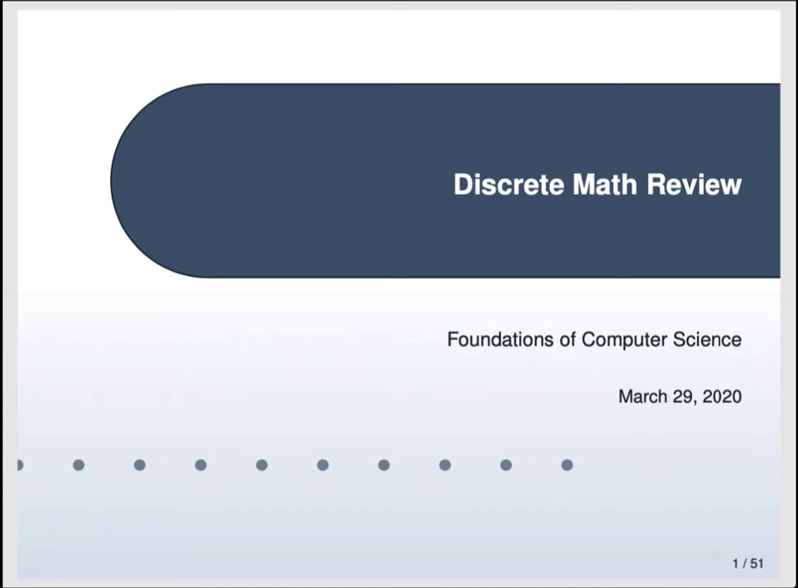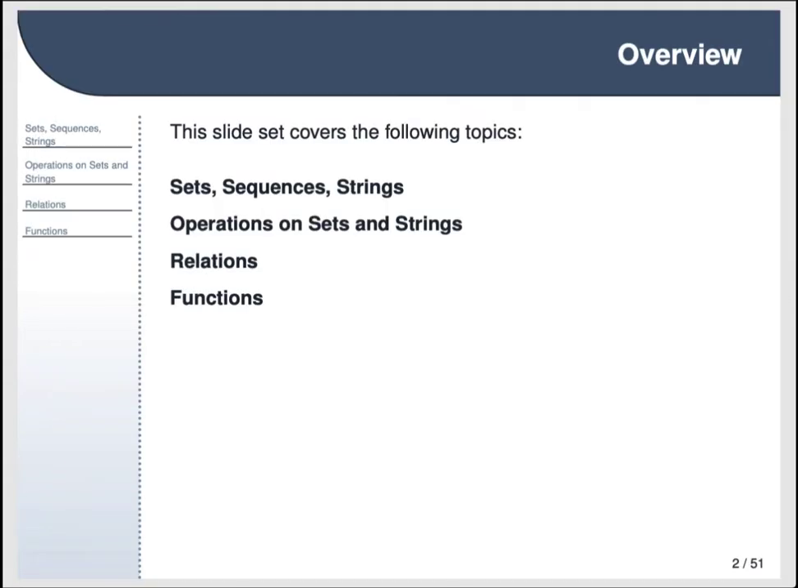This is the first video in a series of short videos that will cover our discrete math review for Foundations of Computer Science. The series covers some basic conceptual building blocks that we'll be using throughout this course. It follows the material introduced in the appendix of Ben-Ari's Mathematical Logic for Computer Science. This slide set will span all the videos in the series, so we'll start with sets, sequences, and strings.